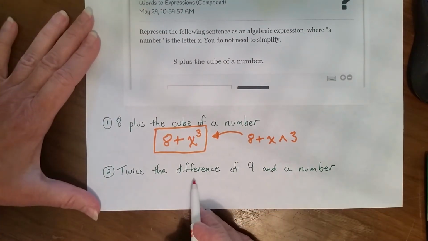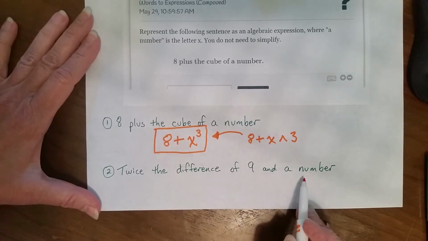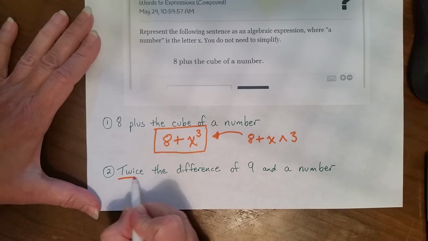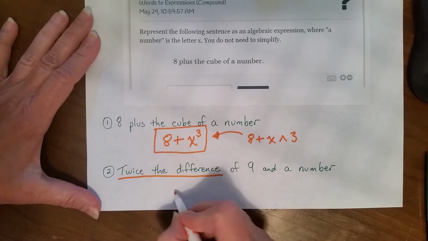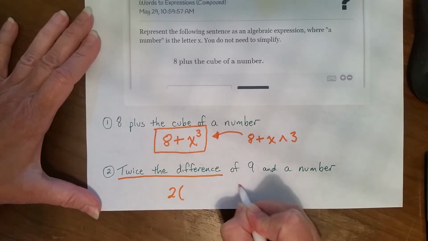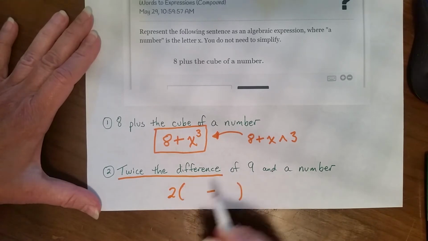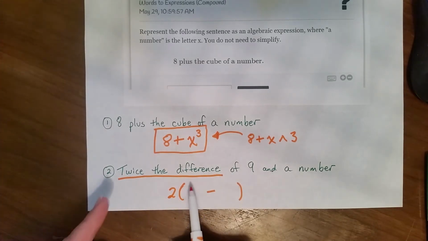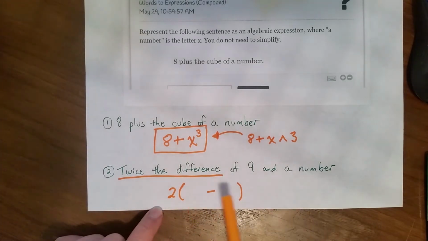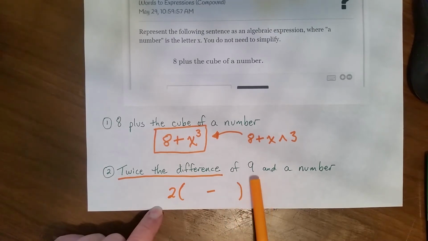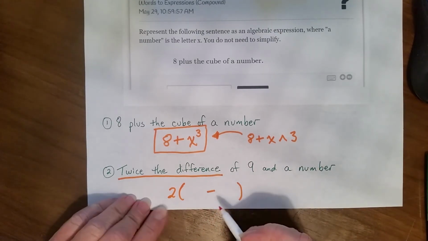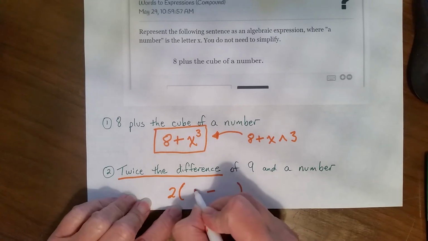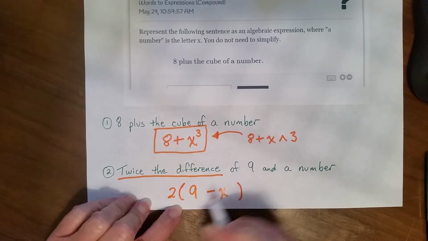Twice the difference of 9 and a number. Okay, look at this first part. Twice the difference. So I've got 2 times the difference. That's the beginning part. Twice the difference of what? Twice the difference of 9 and a number. So twice the difference of 9 and a number would look like that.